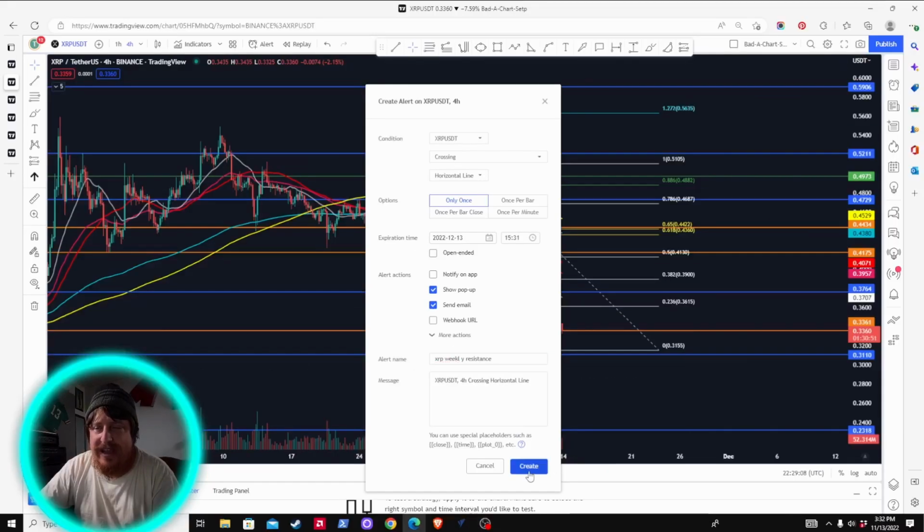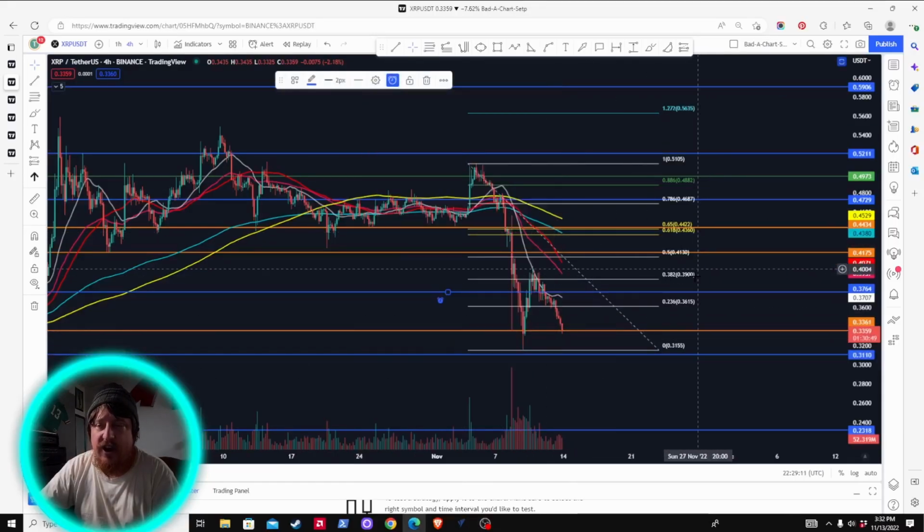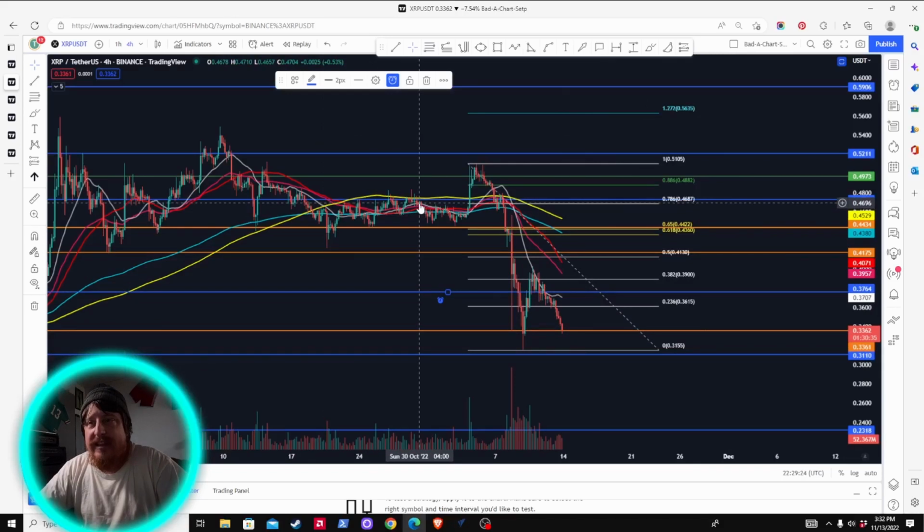At that point, you can go ahead and click create. You're going to want to go through here on all of these horizontal lines that you've made that are relevant, at least to around where you're looking to enter your trade, which we'll go over in just a minute, some ideas that you might be looking for. But you want to click and name all of these different levels that you're watching for.